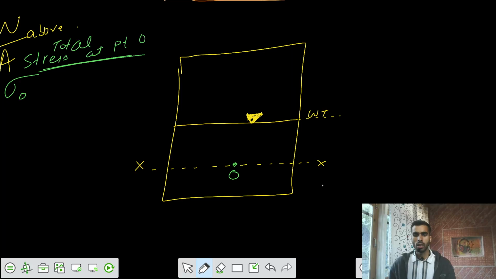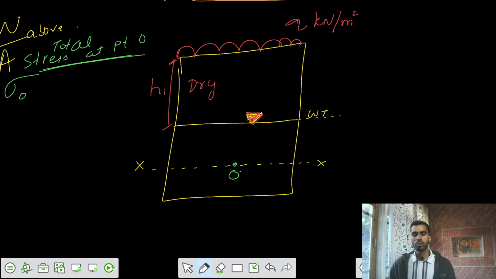There's also some surcharge of Q kilonewton per meter square on the top of that soil, and the height of the top layer is H1. This is the height of the initial first soil mass. Let's say this soil mass is dry because the water table is not there, so this is your dry soil.